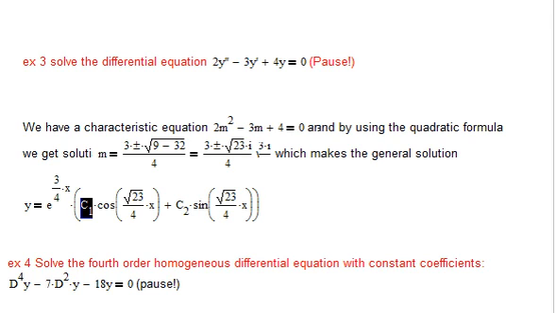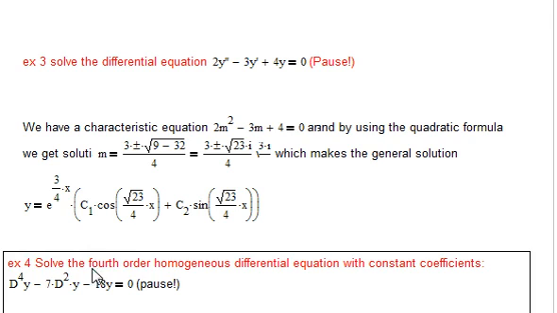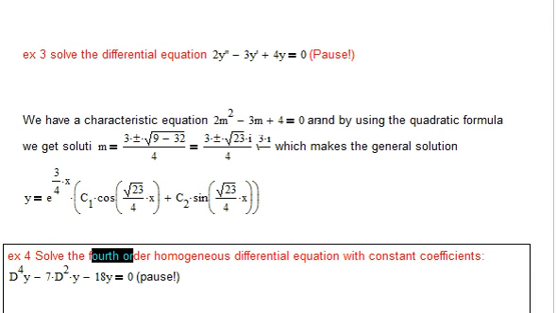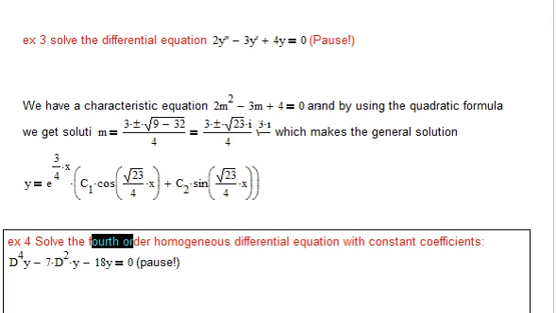Okay? Here's one for the next. We'll do it in this video. Solve the fourth order differential equation with constant coefficients. So take a look at this one. Pause. Fourth derivative of y minus 7 times the second derivative of y minus 18 times y equals 0. Let's see if you could work that one out.